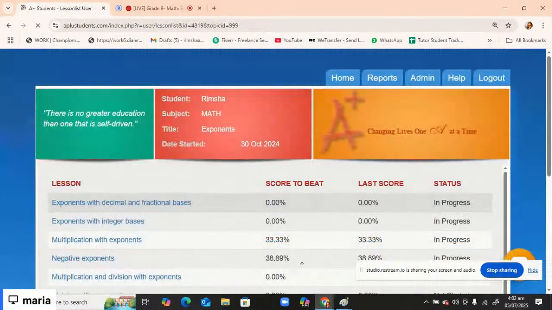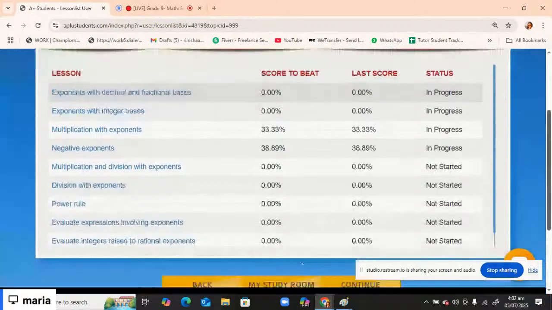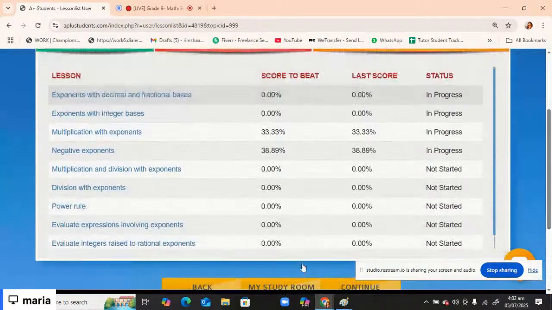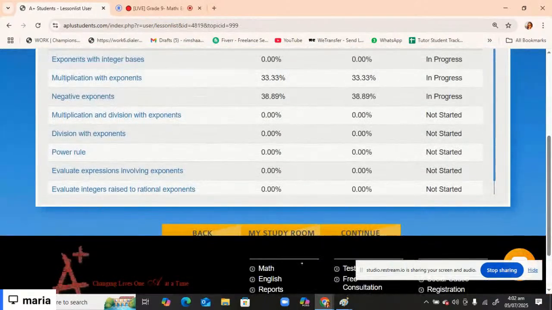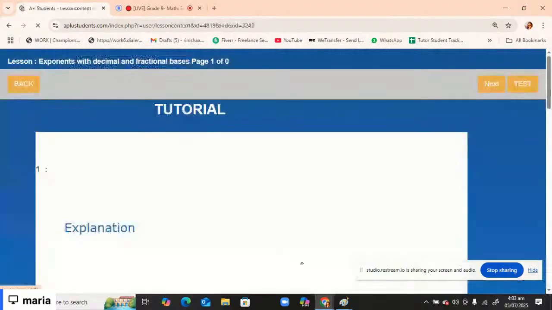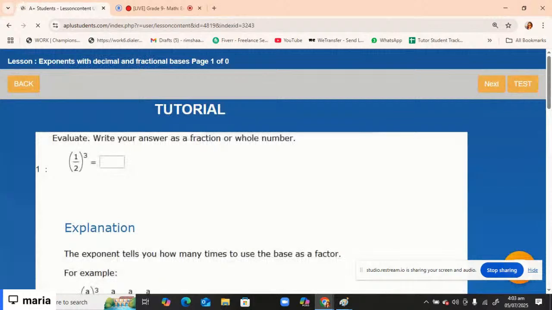All right, so let's get started with the first one: exponents with decimals and fractional bases. Let's start. Write your answer as a fraction or as a whole number. Now look, it's in the form of an exponent. What is basically the meaning of an exponent? Let's check this one.